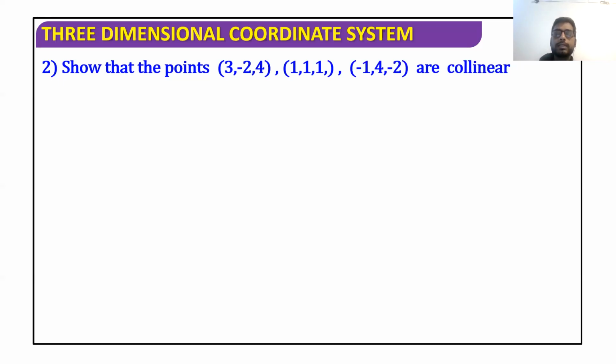There are multiple ways. If I want to show that these are scalar multiples, I can say let point A be 3, minus 2, 4, and the point B, and third point be C. And I can show that AB is equal to K times of AC. Even if I show this, I can prove that the points are collinear. Another way of showing that the points are collinear is I can find values of AB, AC, and BC and show that addition of 2 sides is equivalent to third side.